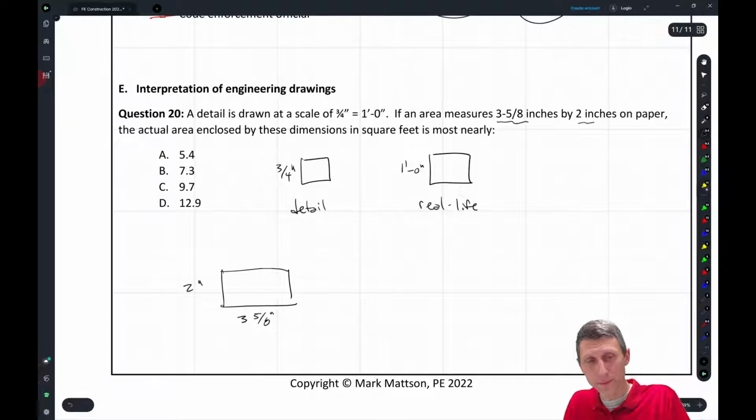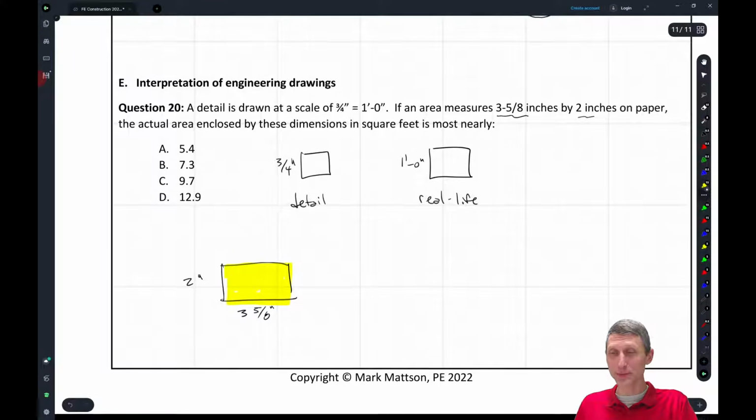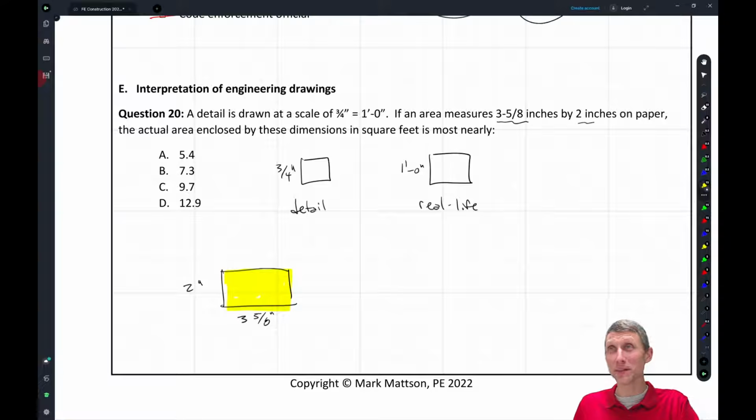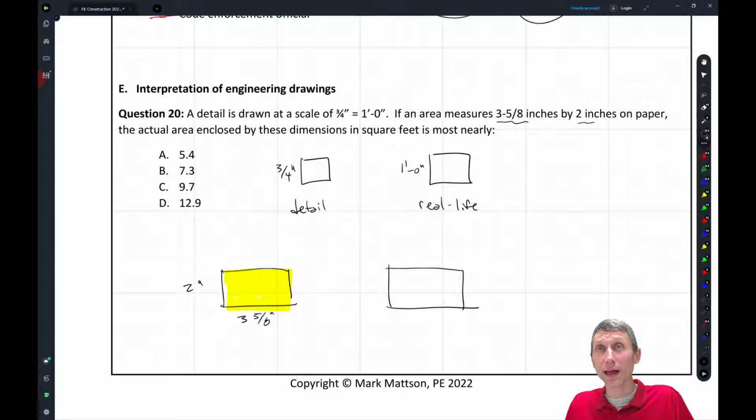Right, so we have some area here. We have some area on the plan, or on the detail, whatever. The area enclosed by these dimensions in square feet, in real life, what is that most nearly? This just gets into some basics of drawings, but do you know how to deal with scales? In real life, what you have to be careful with here is to say, what is this dimension in real life?